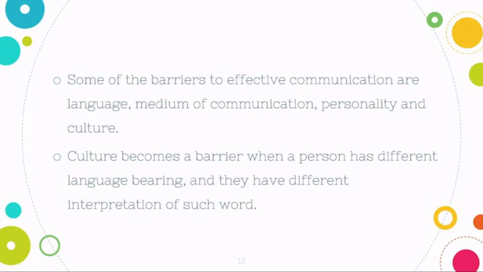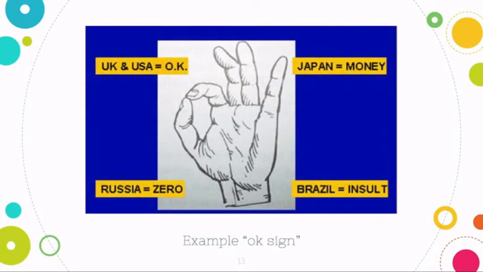Now, for the different interpretation of such words or even gestures, let's have an example here. The OK sign or the OK hand gesture. In the UK and the USA, it means okay, as in things are going well, it's fine, it's good. For the Japanese, it means money. For the Russians, it means zero because of the circular space formed by the thumb and the index finger.